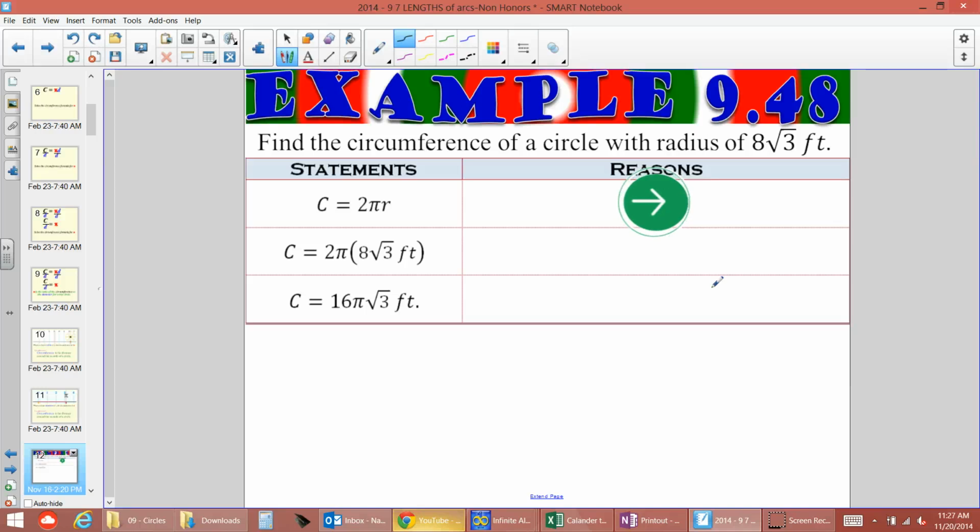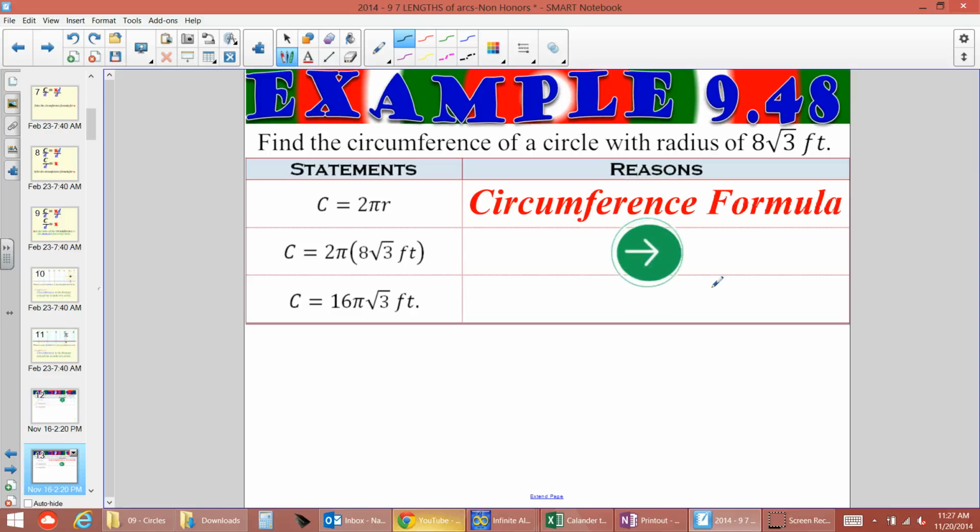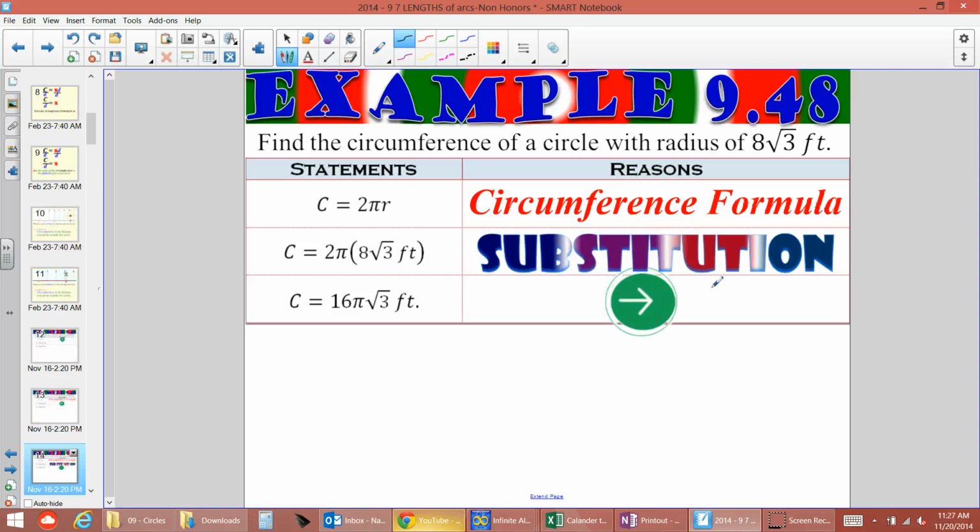So if we're finding the circumference of a circle with a radius of 8√3 feet, I just have to remember my equation for circumference, substitute, and then do multiplication. 2 times 8 is 16. I just leave it as 16 pi root 3 feet. Notice it's not feet squared. That only works with area. If we're talking circumference, then it's a linear distance, so we leave it as feet.